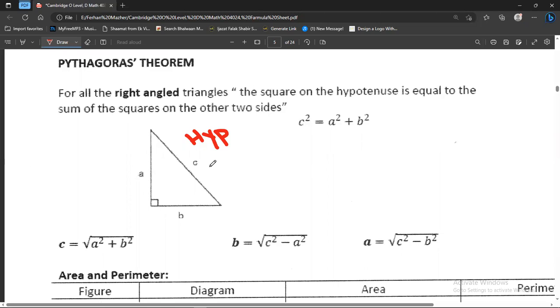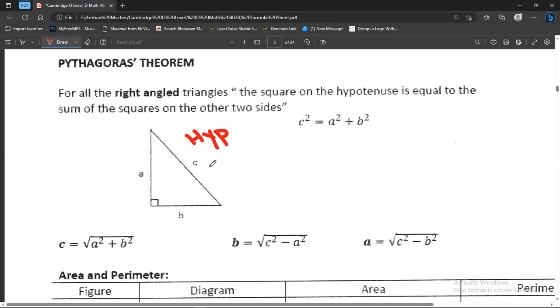In a right angle triangle, the square of the largest side is equal to the sum of the squares of the two smaller sides. Sometimes they give you three sides and they ask you to prove that this is a right angled triangle. So how will you prove that? You will find the square of the largest side and the sum of the squares of the two smaller sides. If both of them are equal to each other, then this is a right angled triangle.